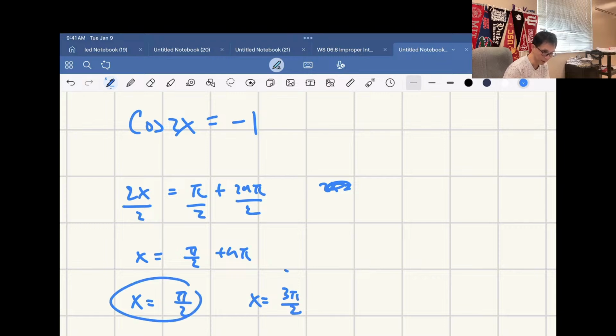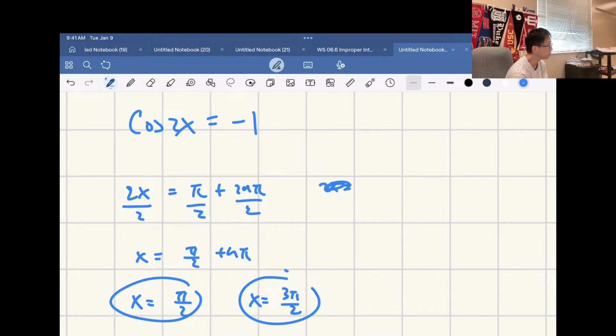Wait, hold on a second. 2x. But yes, this is only two answers because this one is a unique value. So this one doesn't really follow the double situation. Because n equal to 0 and n equal to 1.